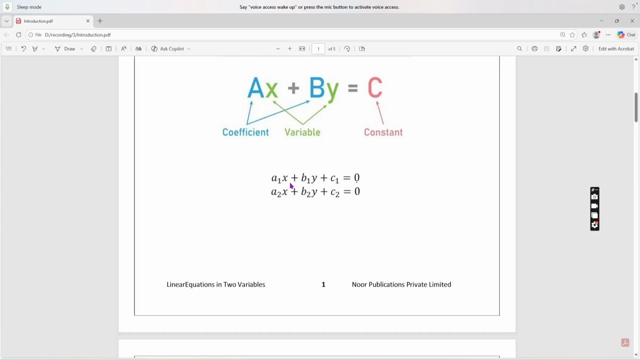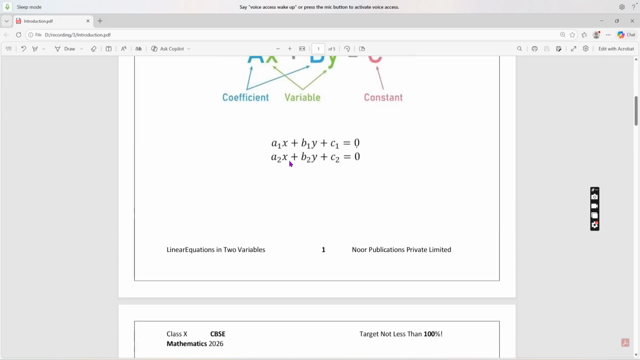Here a1 is the coefficient of x in linear equation 1, b1 is the coefficient of y in linear equation 1, c1 is the constant term in linear equation 1, a2 is the coefficient of x in linear equation second, b2 is the coefficient of y in linear equation second, and c2 is the constant term in linear equation second.